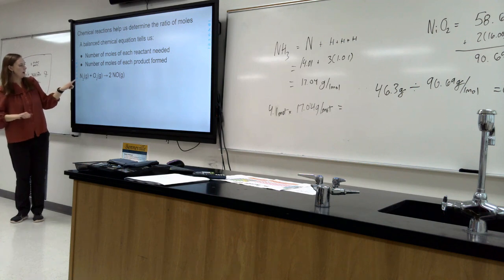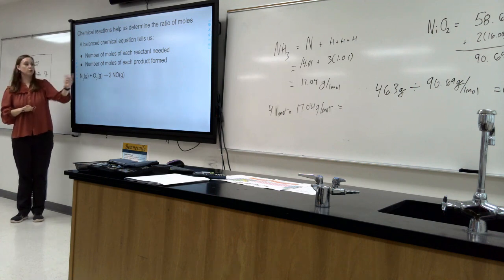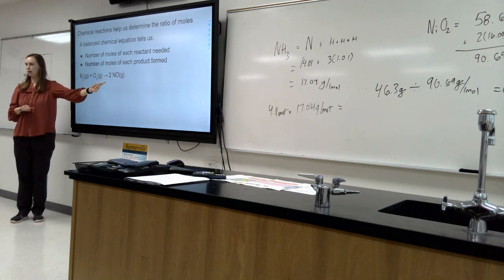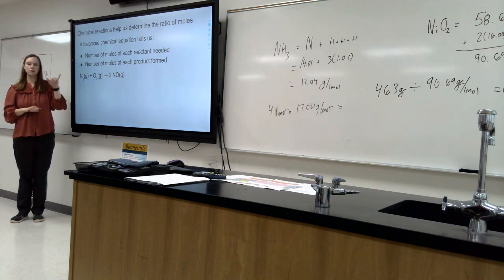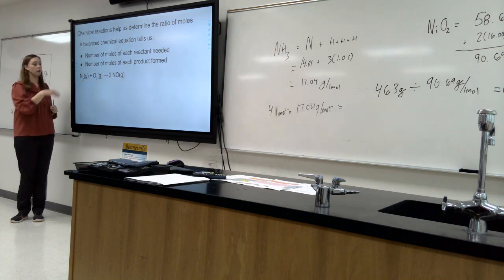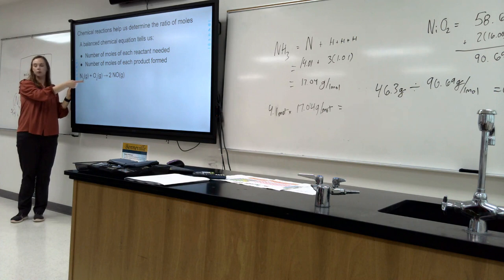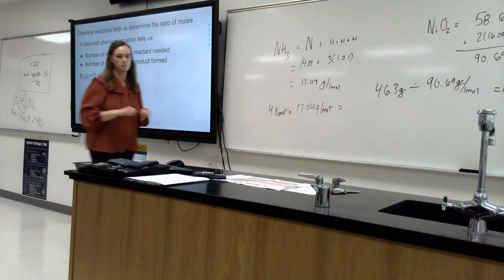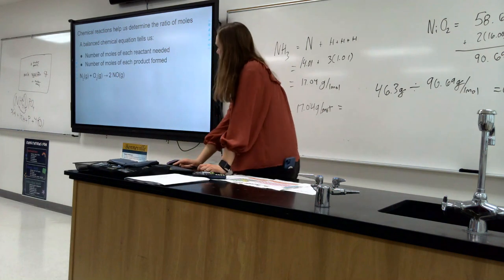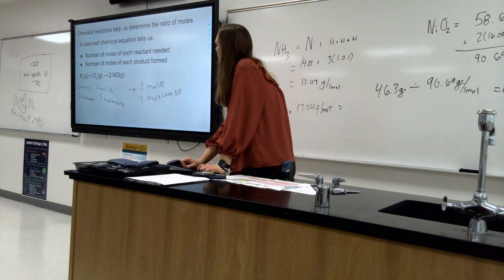So if I have 1 mole of nitrogen, I should be able to get out 2 moles of NO. Or if I have 1 mole of N2, my recipe is telling me I need 1 mole of O2. Or if I have 4 moles of N2, how much O2 should I have? Yeah, 1 to 1. So 4 to 4. Good. That's what we're going to think about today.